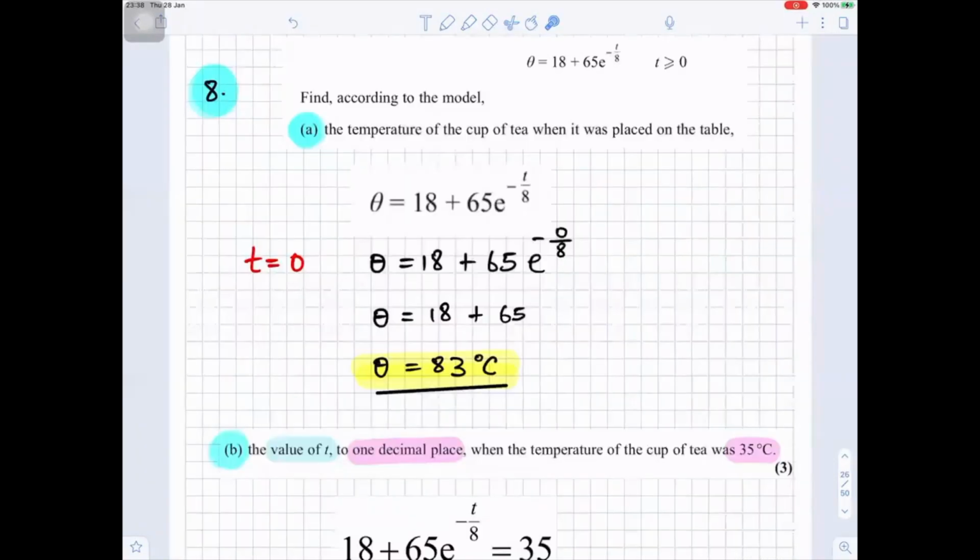When it is placed on the table, the time starts, so t is equal to 0. So if you put t is equal to 0 there, theta would be 18 plus 65 e to the minus 0 over 8. e to the minus 0 over 8 is e to the 0, which is 1. So it becomes 18 plus 65, which is 83 degrees Celsius. That's the temperature at t equals 0.